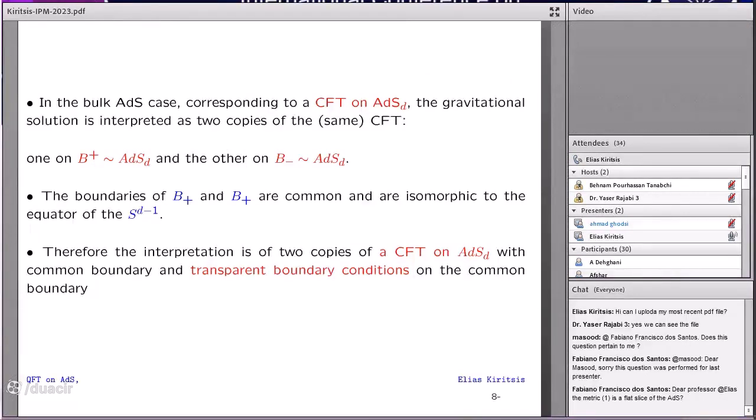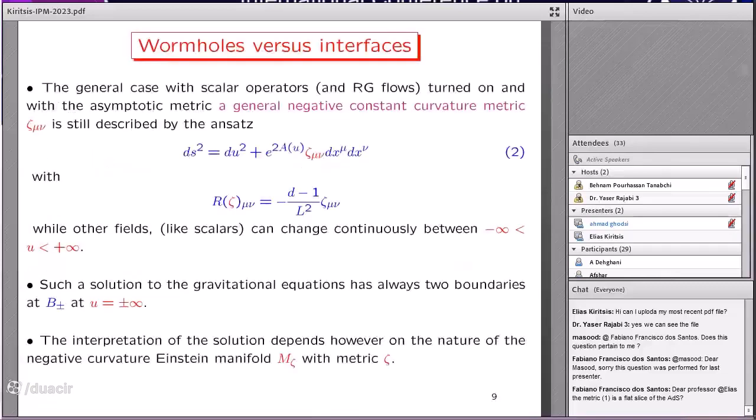So in the bulk AdS case, if we put a CFT on AdS_d, eventually the gravitational solution is interpreted as two copies of the same CFT, one on B plus, another on B minus, and the two boundaries of this AdS have a common interface, and they are isomorphic to the equator. And therefore, the interpretation of the holographic solution is two copies of a CFT on AdS_d with a common boundary and transparent boundary conditions on this common boundary. So this is what describes what we call an interface between two quantum field theories.